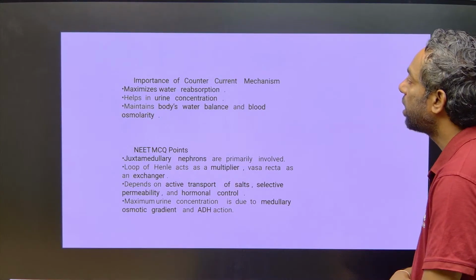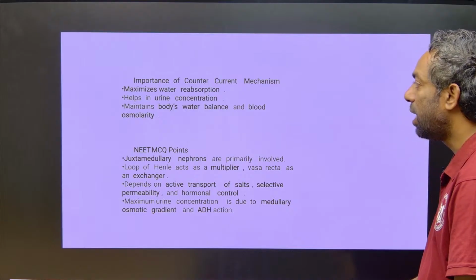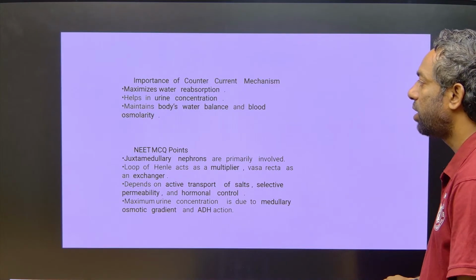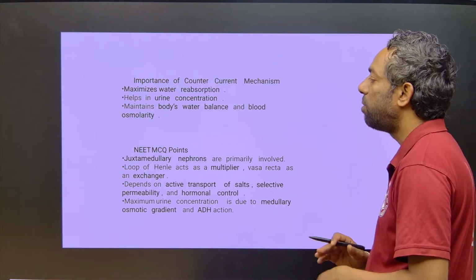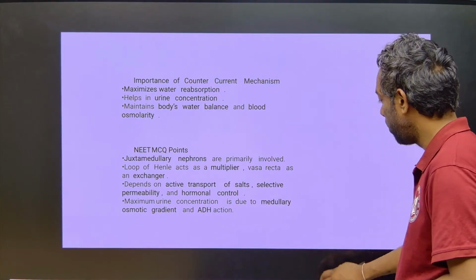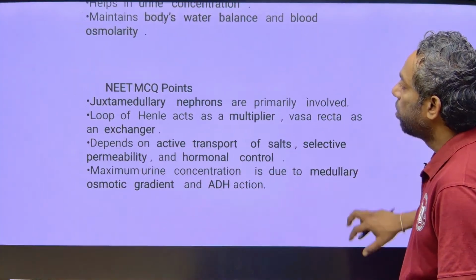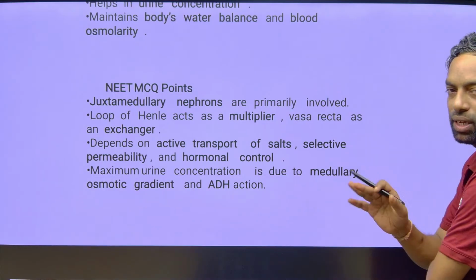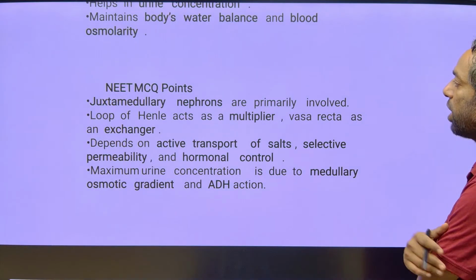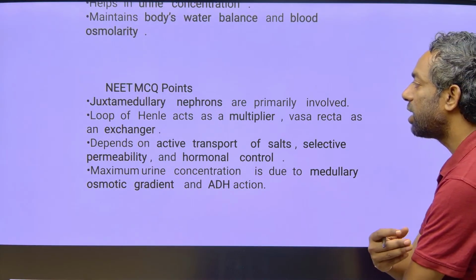The importance of the counter current mechanism: it maximizes water reabsorption and helps concentrate urine, maintaining the body water balance with the blood osmolarity. For NEET MCQs, juxtamedullary nephrons are primarily involved in this counter current mechanism. Loop of Henle acts as multiplier and Vasa recta acts as exchanger.